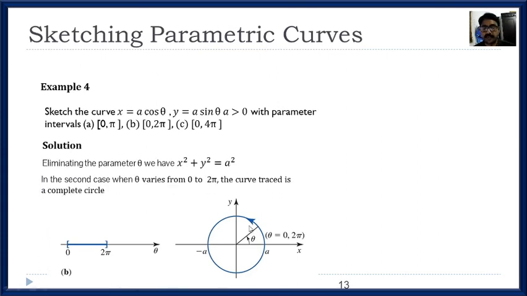So you get a complete circle like this. When theta varies from 0 to 2 pi, you get a complete circle which is traced from A in the anti-clockwise direction.